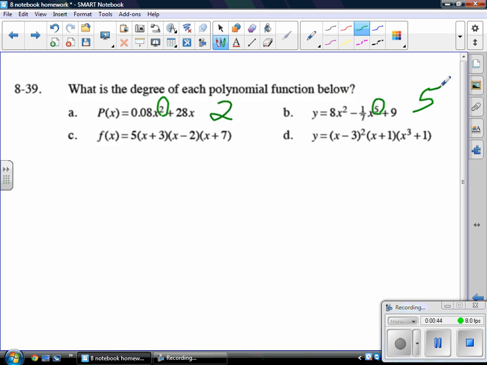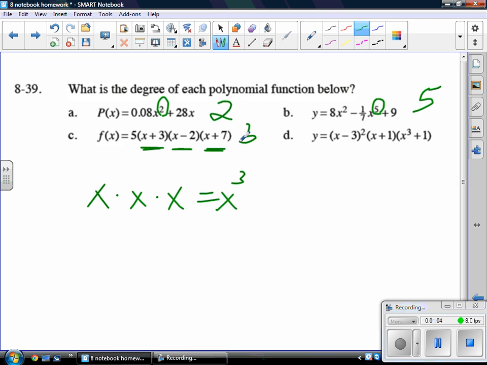Okay? In C, I want to multiply those out. I have 3 things with x's, so I really have x times x times x. I don't really care about the other stuff right now, but this is going to give me x to the 3rd. So my degree for C will be 3. That's the highest exponent with the x.